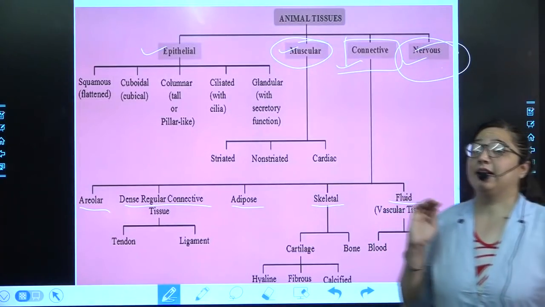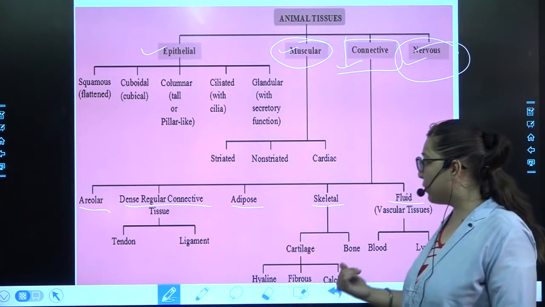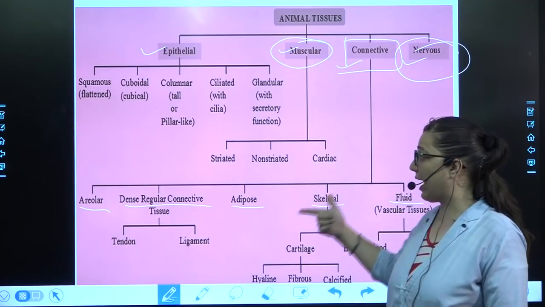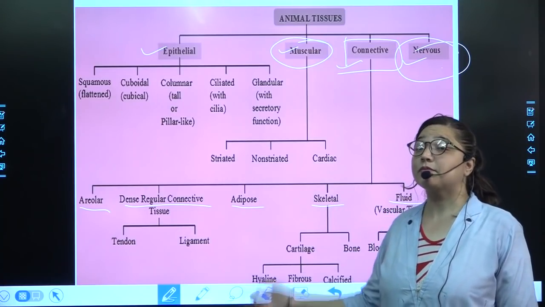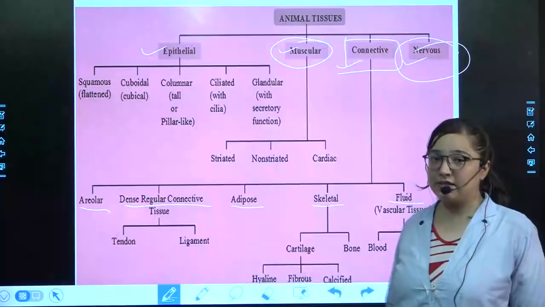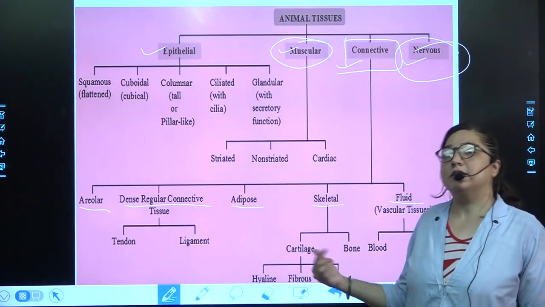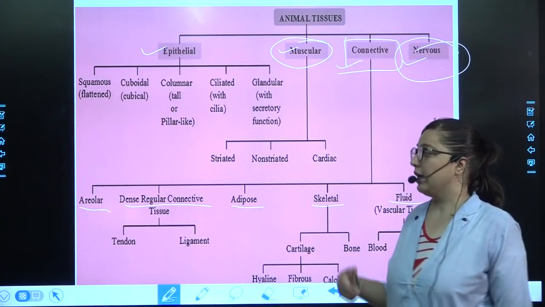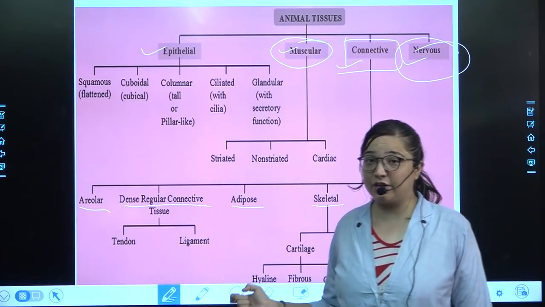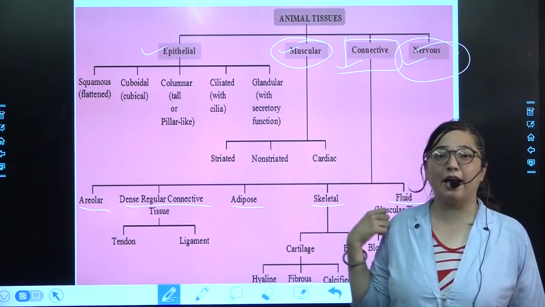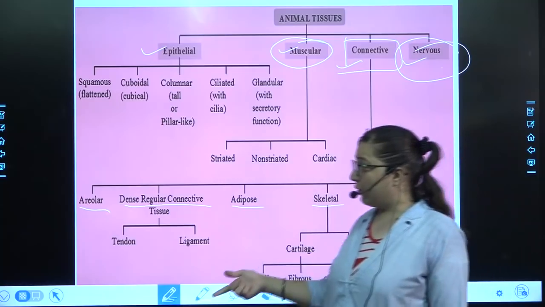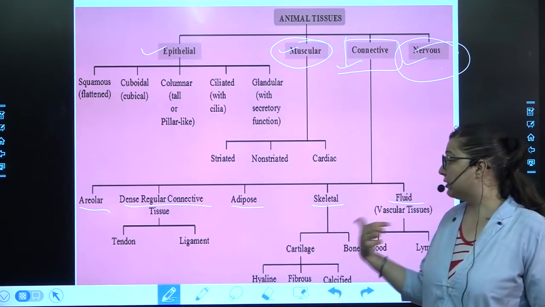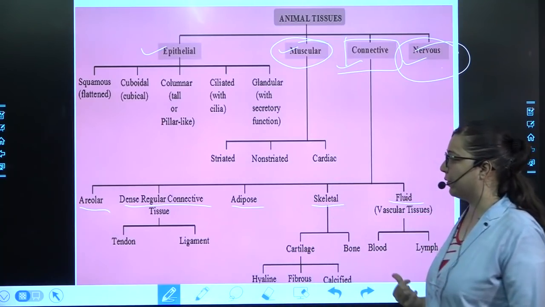Once again, the 5 types of connective tissue are areolar, dense regular, adipose, skeletal and fluid.